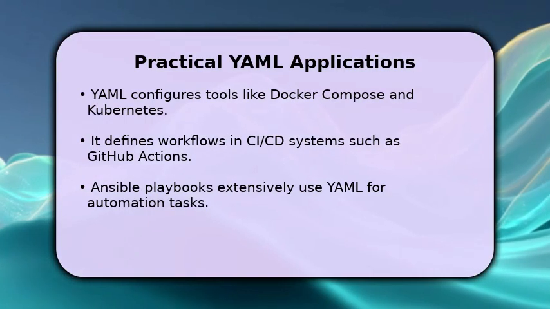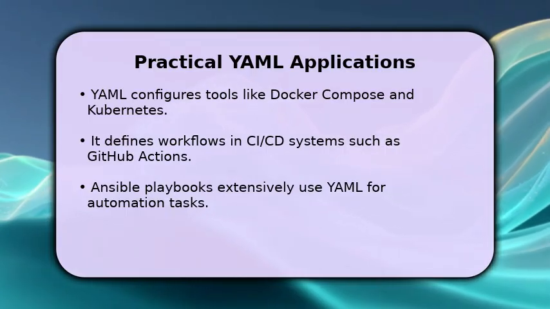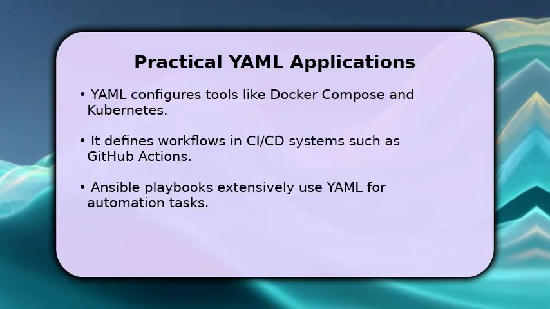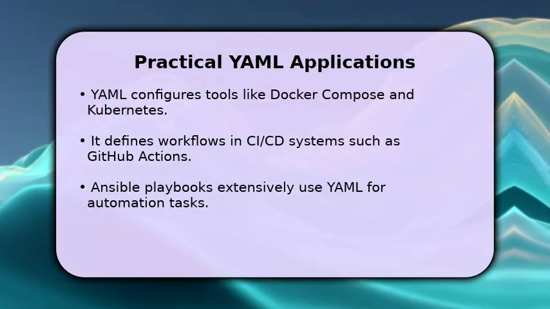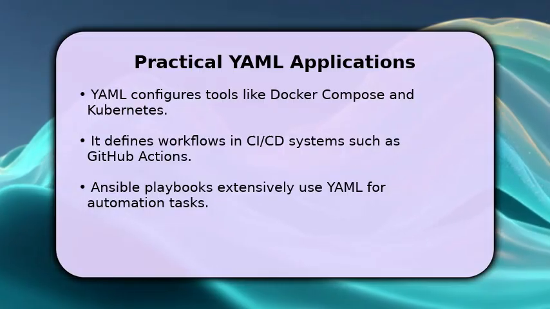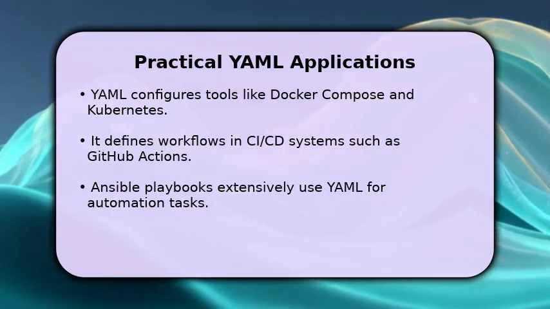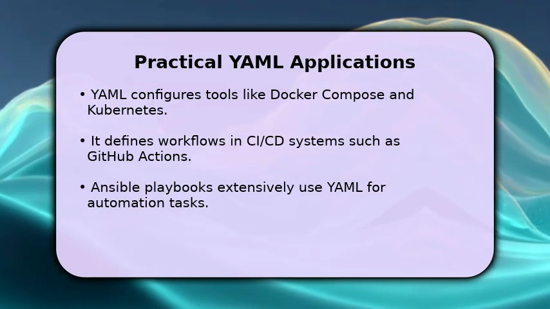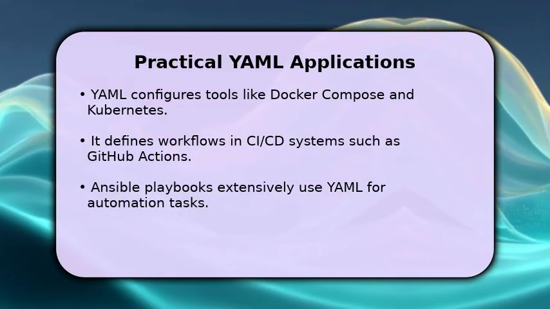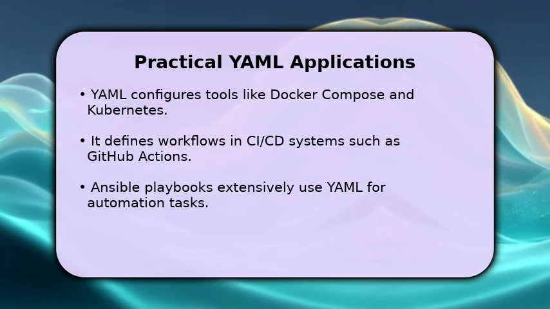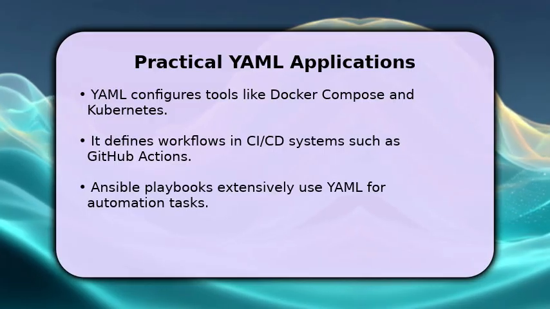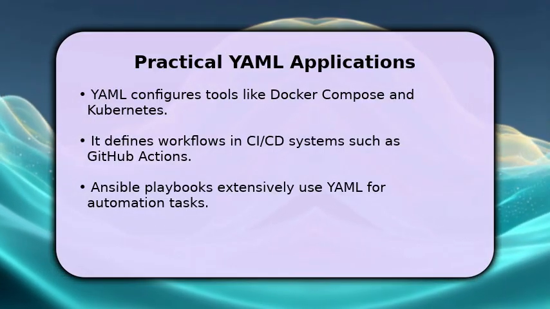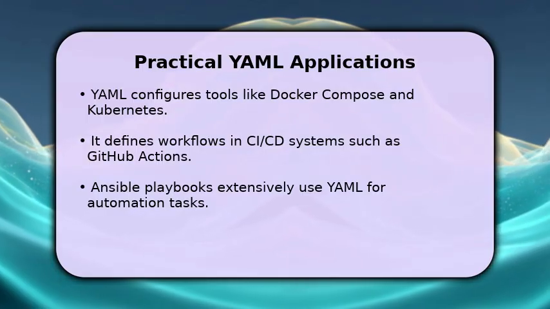YAML is incredibly versatile in practice. It's the backbone for configuration in container orchestration tools like Docker Compose and Kubernetes, defining services and deployments. Many continuous integration and delivery pipelines, including GitHub Actions, use YAML to specify their workflows. Furthermore, automation tools like Ansible rely on YAML for their playbooks. It offers a consistent and readable format for managing complex system configurations.